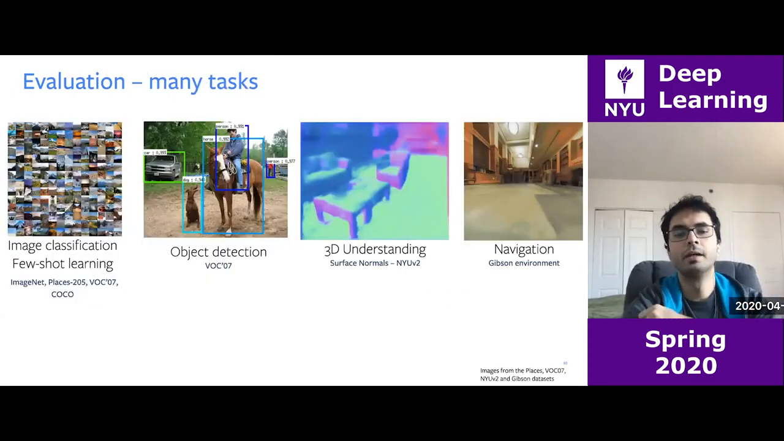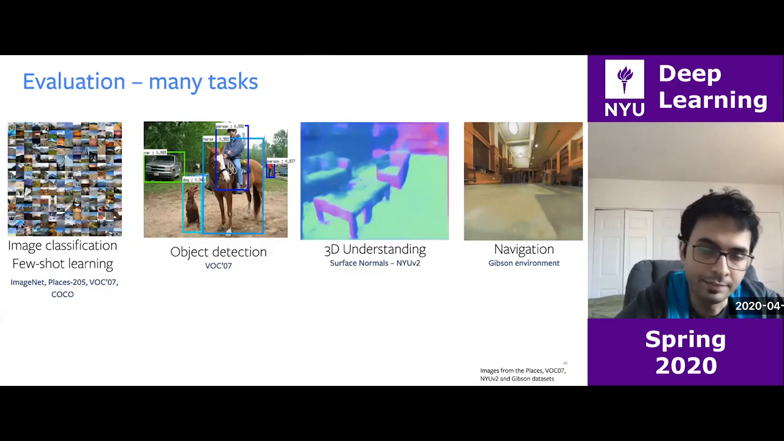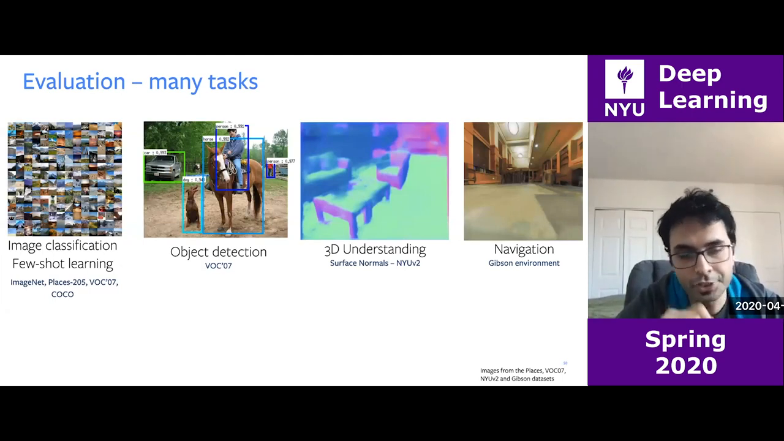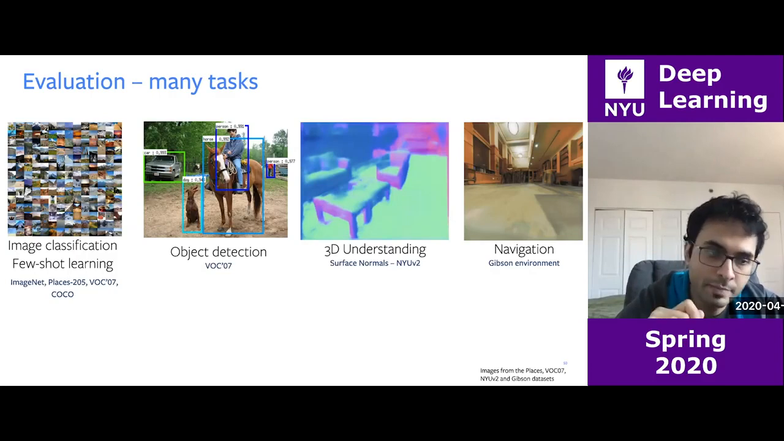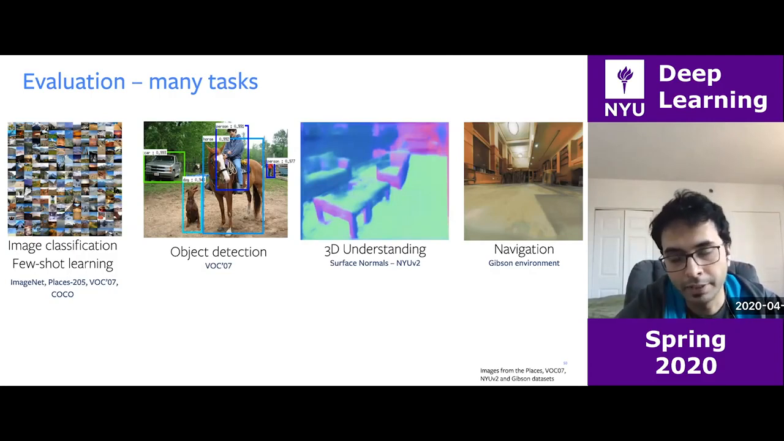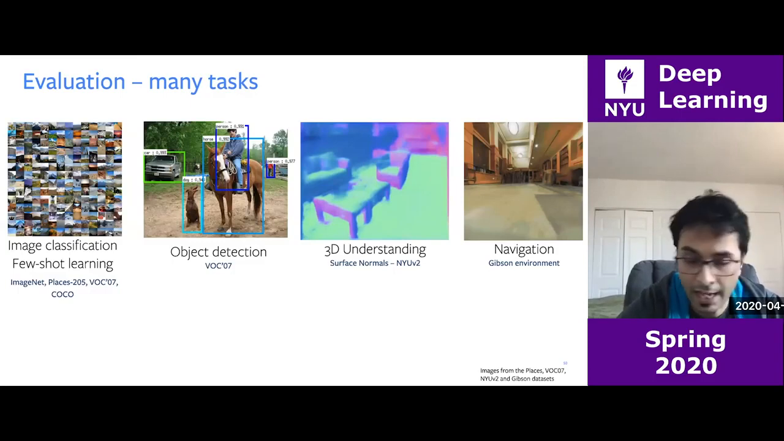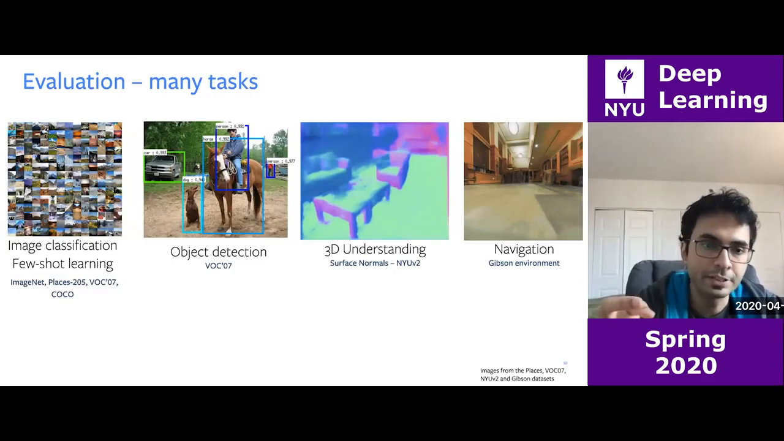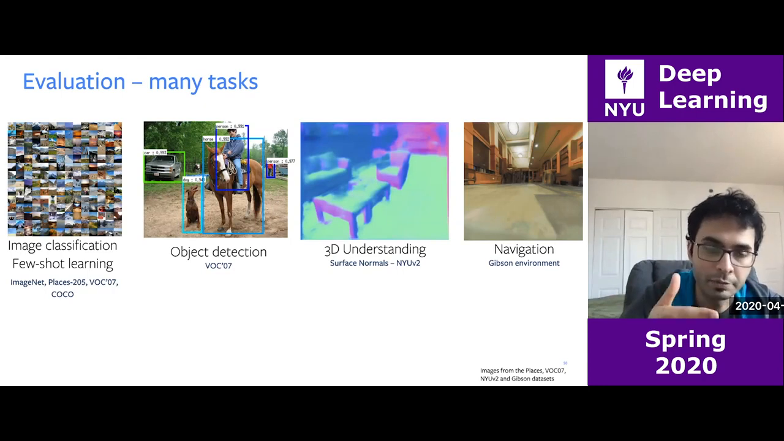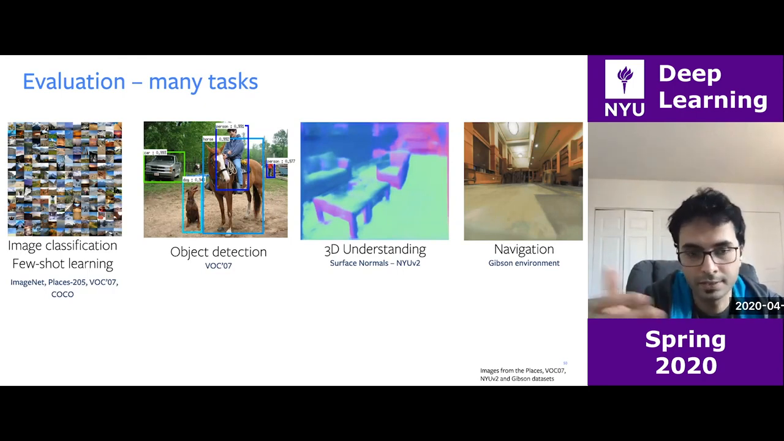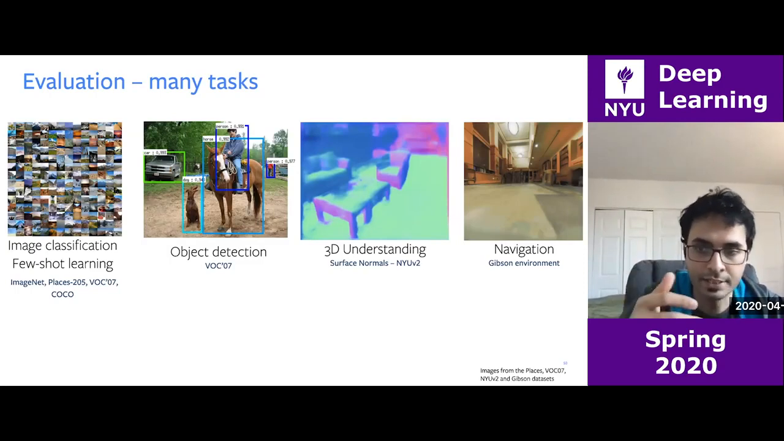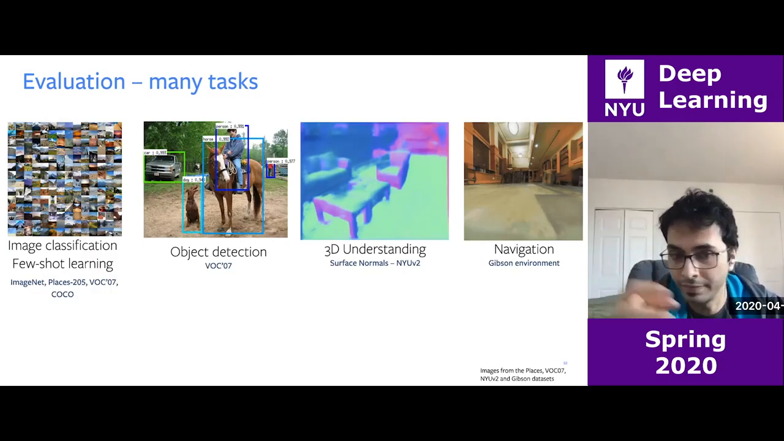All right. So the other thing that is sort of critical in evaluating self-supervised methods is to evaluate them on a bunch of different tasks. Earlier, when I talked about that shuffle and learn work, I just showed you results on pose estimation. It did really well on pose estimation, but it did not do really well on other tasks like action recognition. So in this evaluation, we wanted to correct that mistake and focus on multiple different tasks, like image classification, few shot learning, object detection, 3D understanding, navigation, and so on. We defined a set of 9 different tasks.